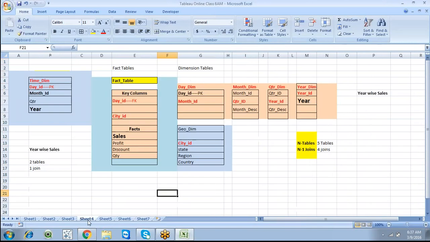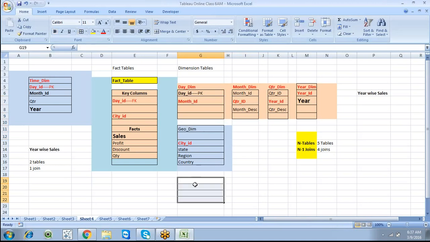So now you can see, this is one day id, and here we have only one fact table. You can also place another fact table with a different profit or sale. We have sales here, but you can separate profit and discount into another fact table and relate it with another table. So this is another fact table.